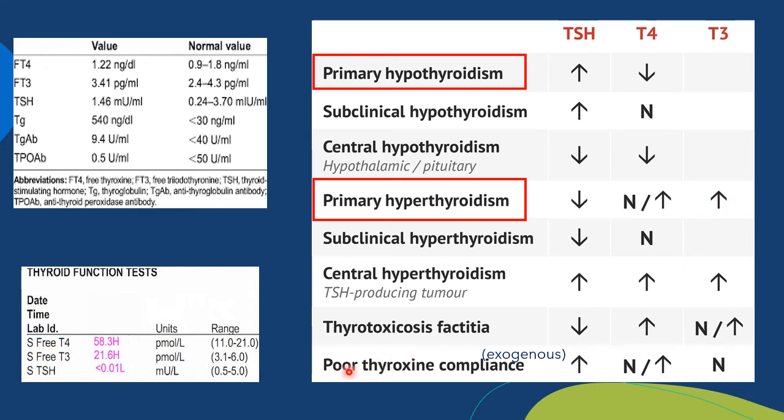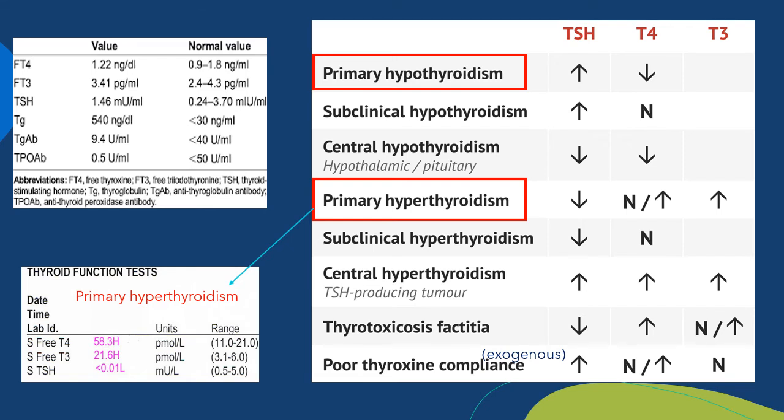And patients with poor compliance with thyroxine, this is by taking exogenous thyroxine, the TSH will be high. The T4 may be normal or elevated, and T3 will be normal. So these are the patients to suggest that they have poor compliance to a treatment. Okay, primary hyperthyroidism, this will be the value of the T3, T4 and TSH.